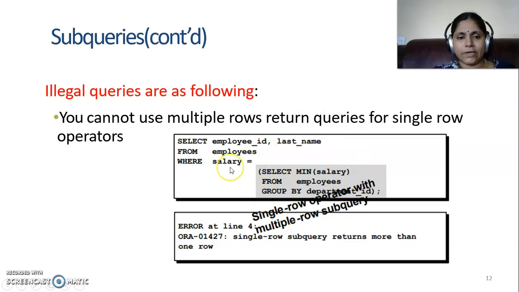These are all the illegal queries, like you cannot use multiple-row returning queries with single row operators. For example, what is happening here? Select minimum salary from employees group by department ID. This is a multiple row subquery and you cannot use it with a single row operator. Here, is equal to is a single row operator. So we cannot use it like this.